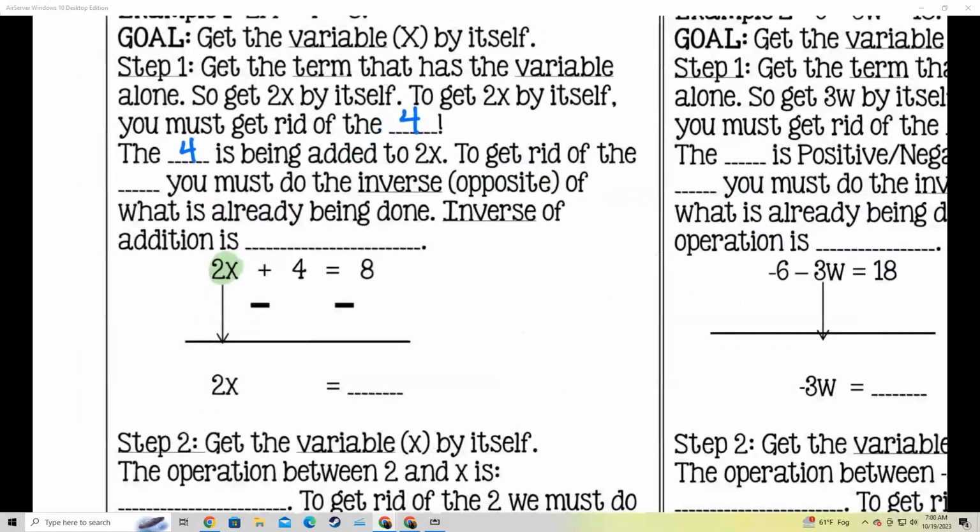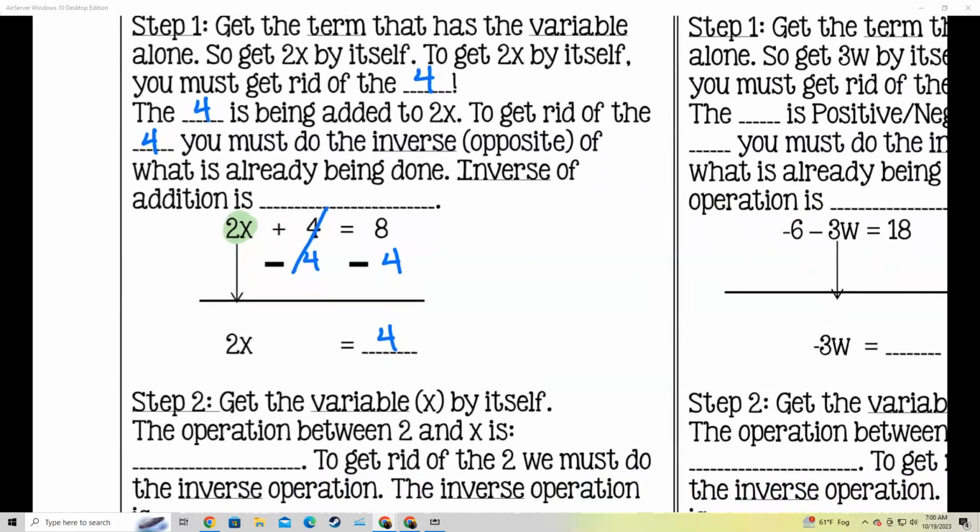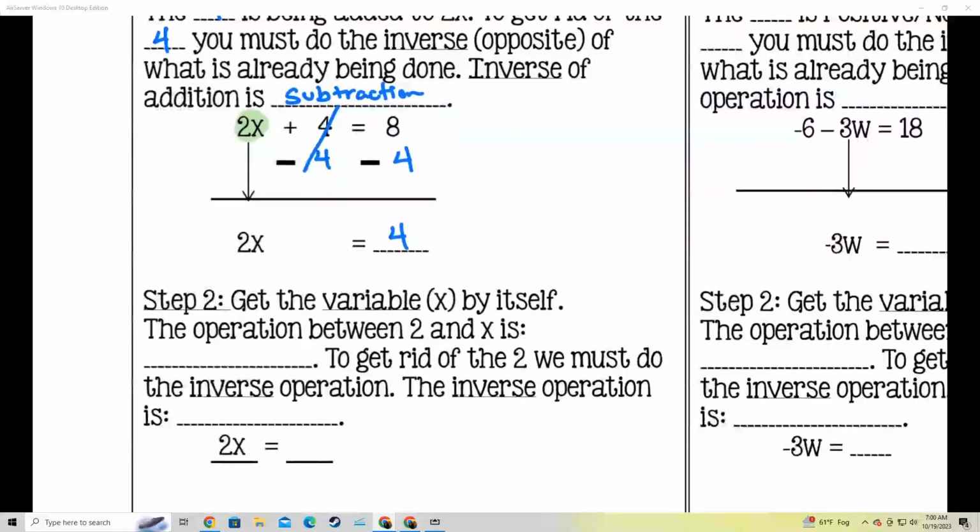To get rid of the 4, you must do the inverse operation of what already is being done. So I know it's being added by 4. To get rid of it, I'm going to subtract 4 on each side. These 4s are going to cancel. Notice that the 2x drops on the left, and then 8 minus 4 is just 4. Oh, the inverse of addition, sorry, is subtraction. So we subtracted 4. Hey, we're not done because x is not completely by itself.